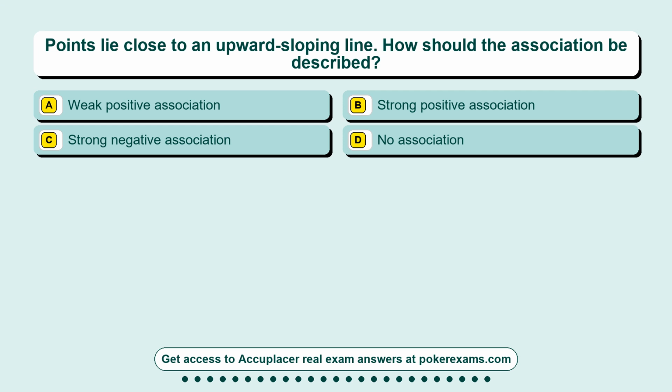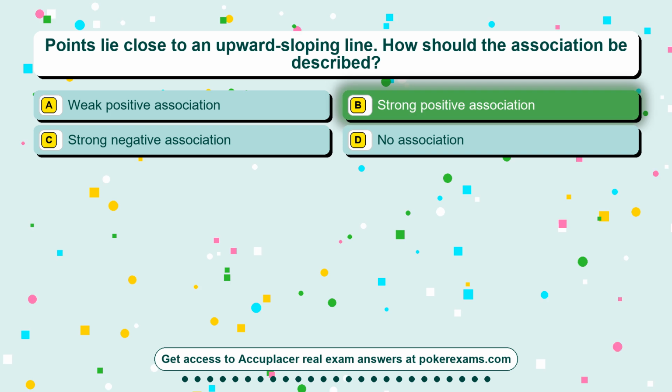Question 4. Points lie close to an upward-sloping line. How should the association be described? Option A, weak positive association. Option B, strong positive association. Option C, strong negative association. Option D, no association. The correct answer is option B, strong positive association.